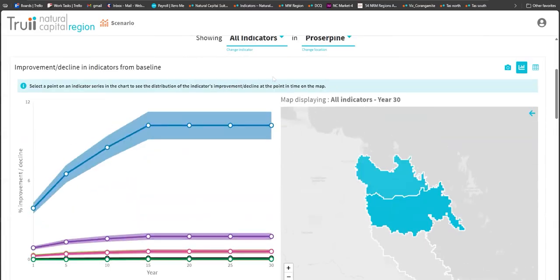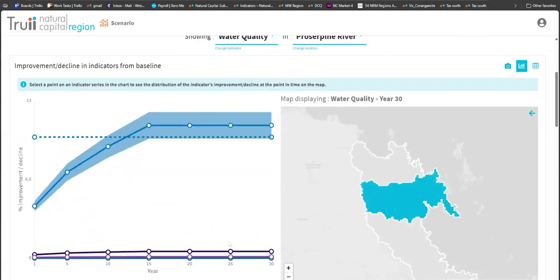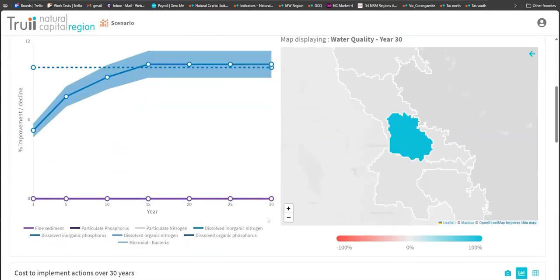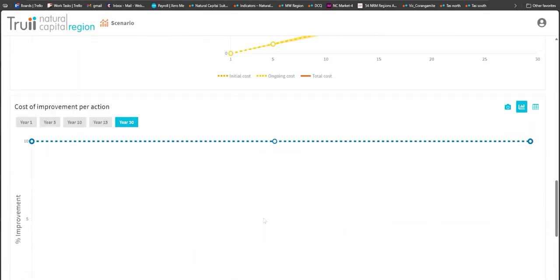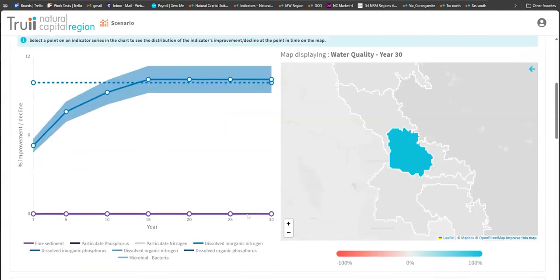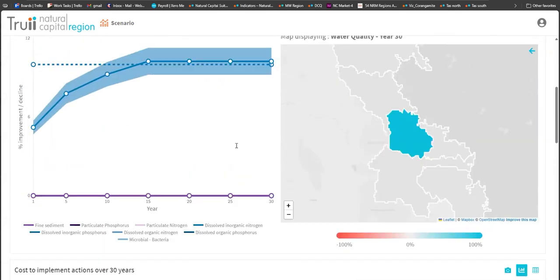And then if we have a look, let's look at water quality. We'll pick one of the catchments. And you can see we've got to our water quality target of 10% in each of the sub-catchments we've just drilled down. And for that catchment, it's cost you $1 million to achieve that target. And then we list the activities that we undertake for that work. And in this case, the most cost-effective thing was reducing nitrogen surplus on cane farms to achieve that.